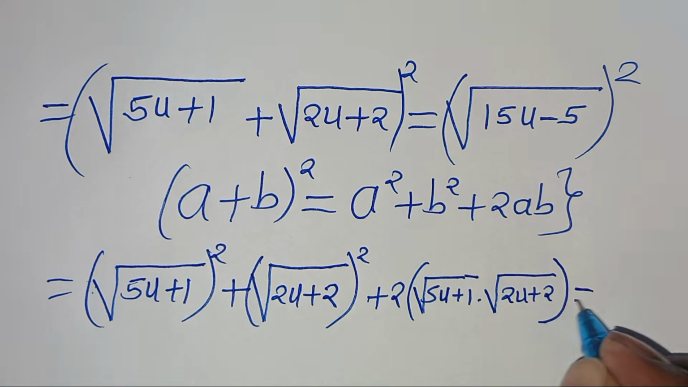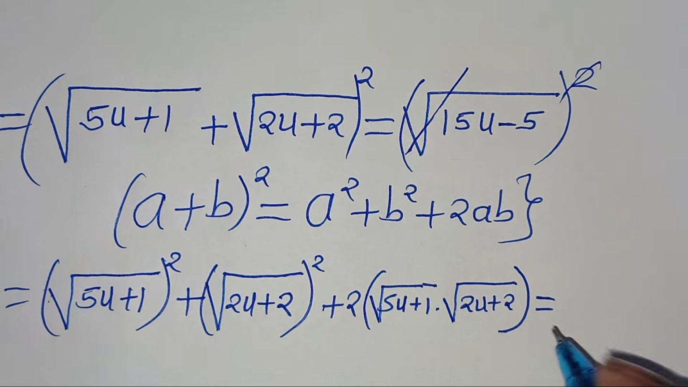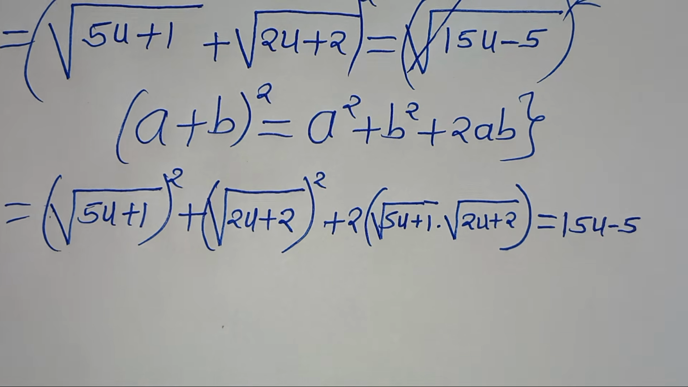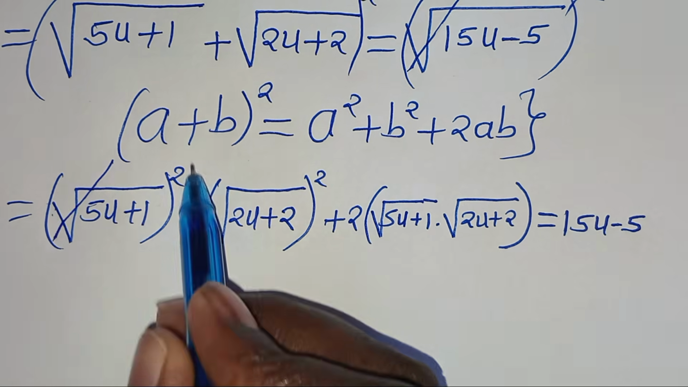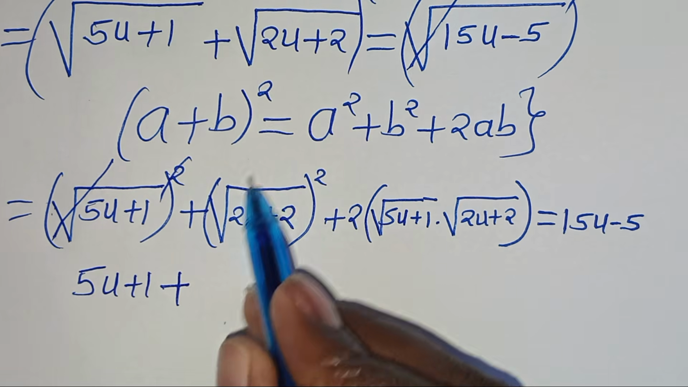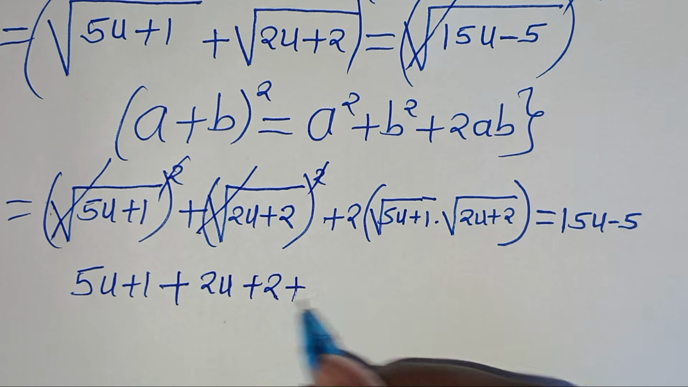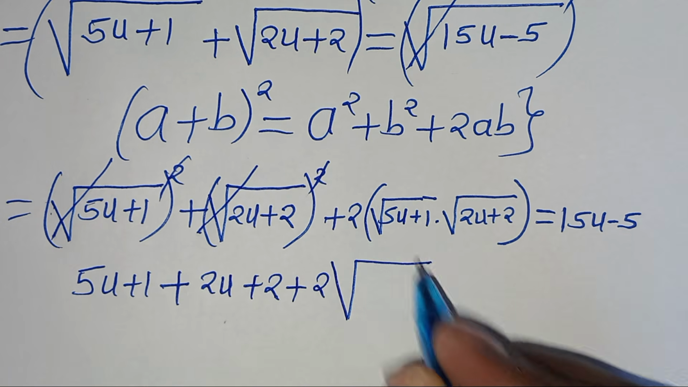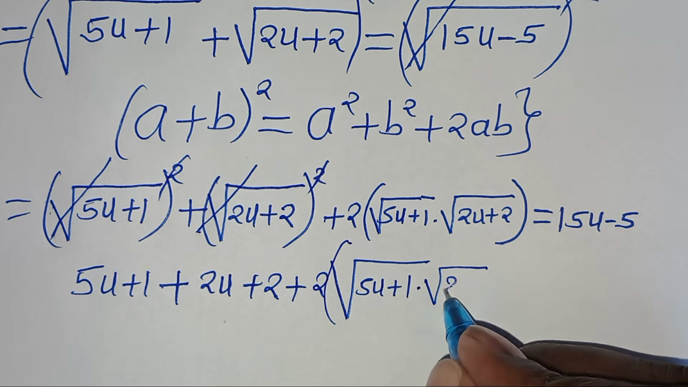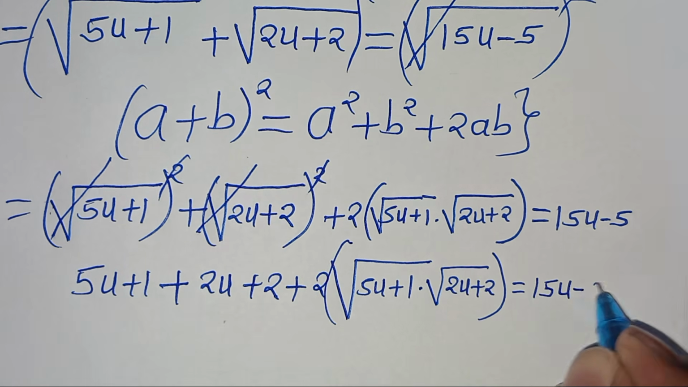This is equal to, now let's eliminate the square root sign here, so that we have 15u minus 5. Let's again eliminate the square root sign, and this means we have 5u plus 1, plus, let's simplify, 2u plus 2, then plus 2 multiplied by the square root of 5u plus 1, then multiplied by the square root of 2u plus 2. This is equal to 15u minus 5.